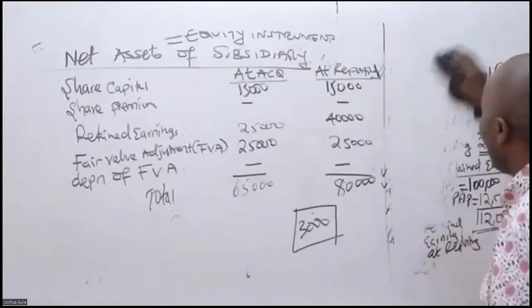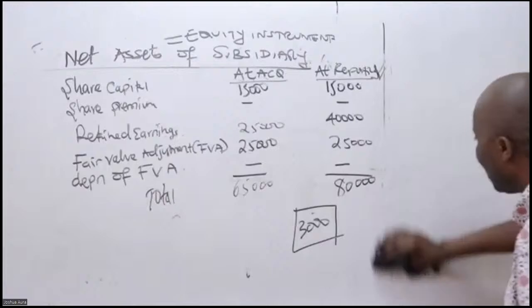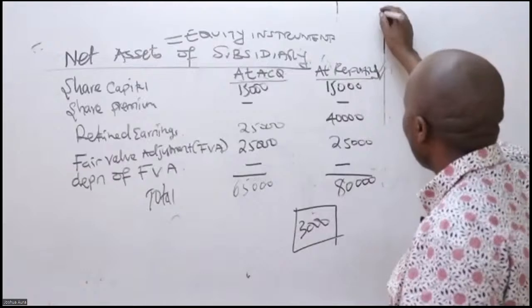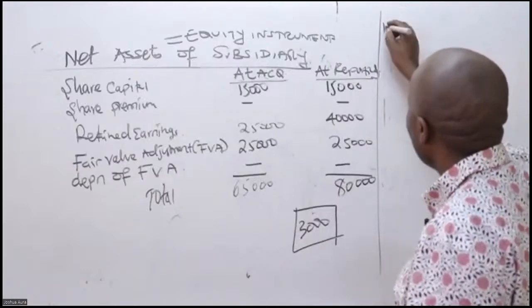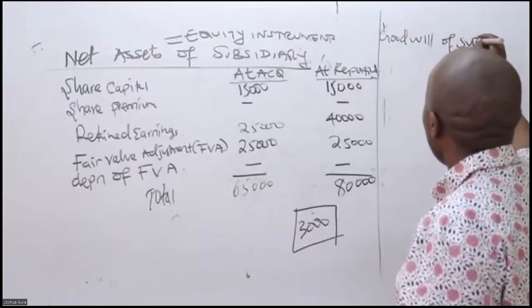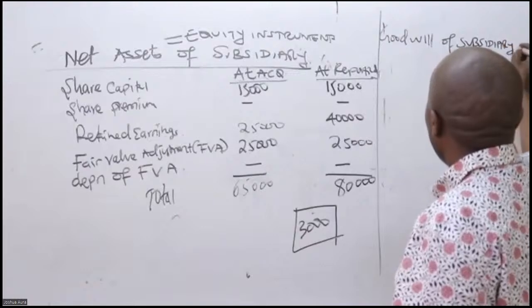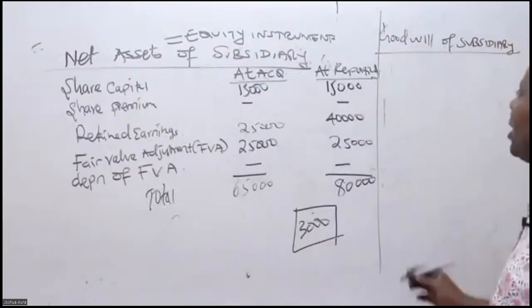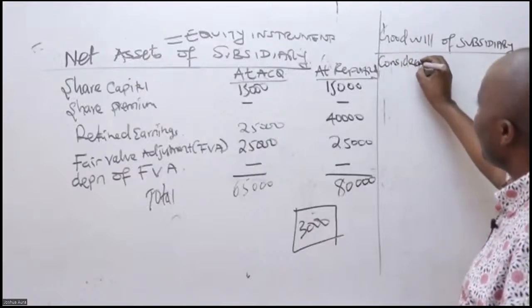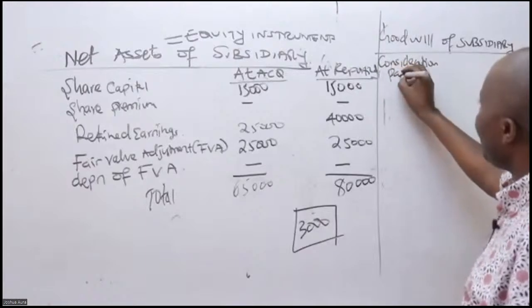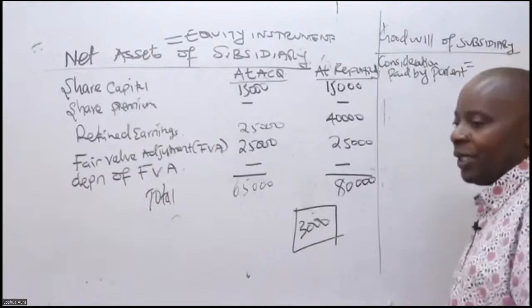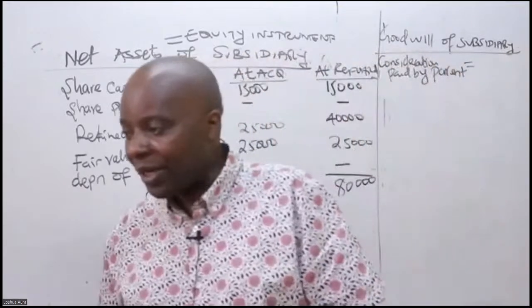Come and give us the last step before you consolidate: the goodwill calculation. So calculate goodwill of subsidiary. For the goodwill of subsidiary, you start with the consideration paid by the parent. Is there anybody who is able to give me this figure? The consideration that was paid by the parent.